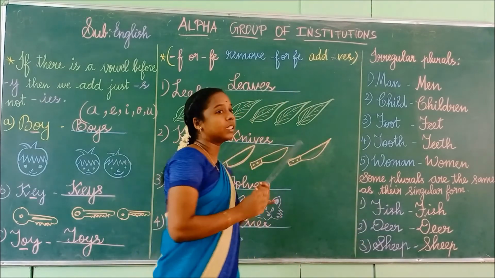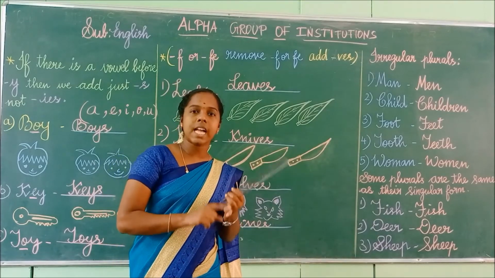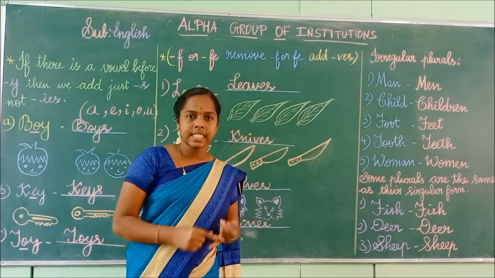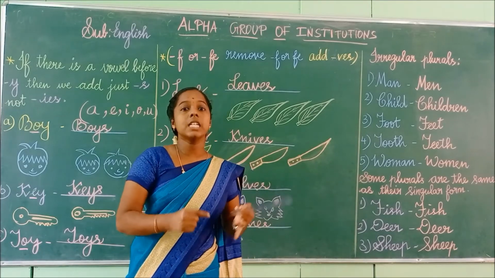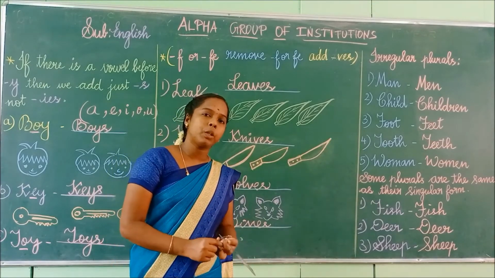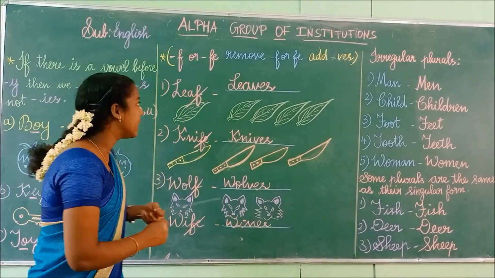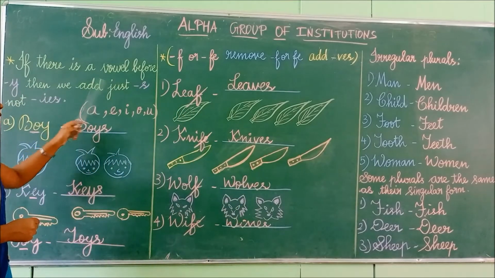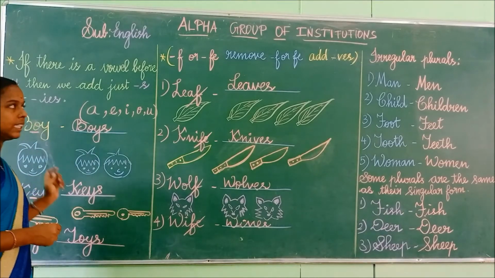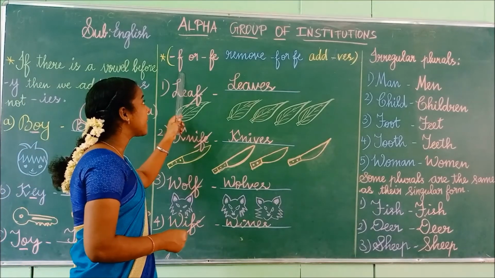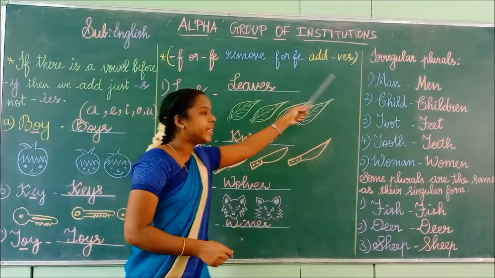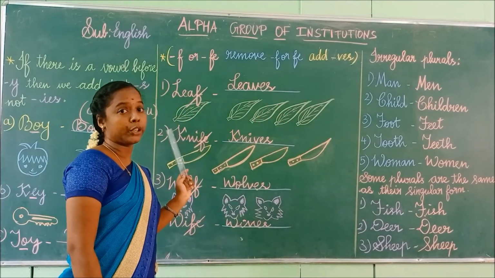So in this class we have learned regular nouns: you just add S. If the singular noun ends with S, SS, SH, CH, X or Z, you have to add ES. If the singular noun ends with Y, you have to remove the Y and add IES. If the letter before Y is a vowel, you just add S, not IES. Next, if the singular noun ends with F or FE, you have to remove F or FE and add VES to change the singular into plural.